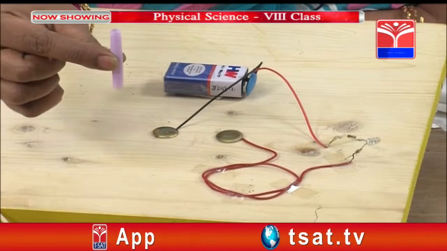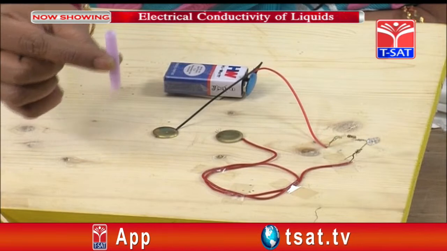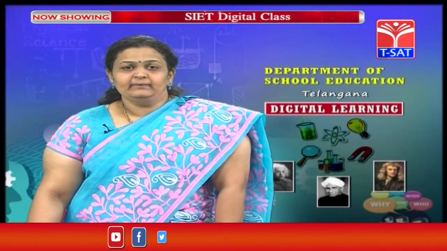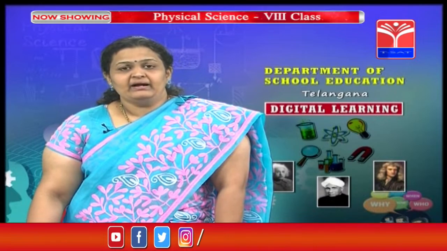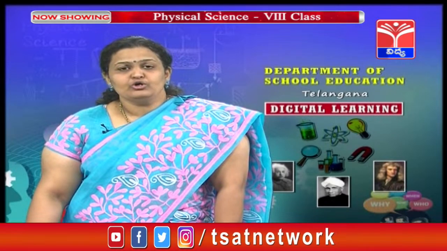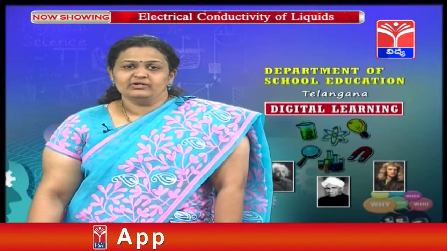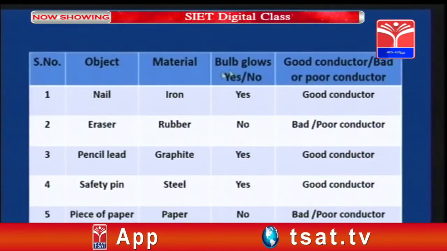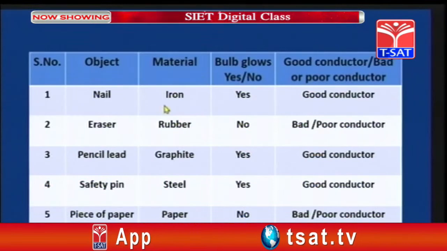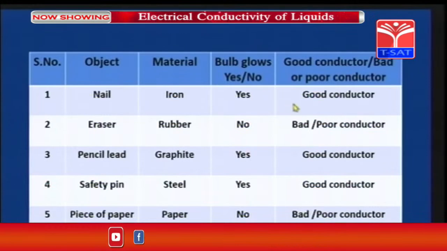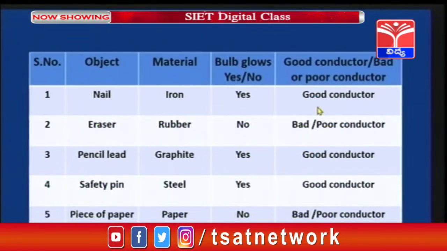So children, I hope you have made the observations. Now let us see them. You have seen this activity and have understood that not all materials can pass current through them. In the activity we have used a nail which is made up of iron. Did the bulb glow, children? Yes, the bulb has glowed, which means that iron is a good conductor of electricity.